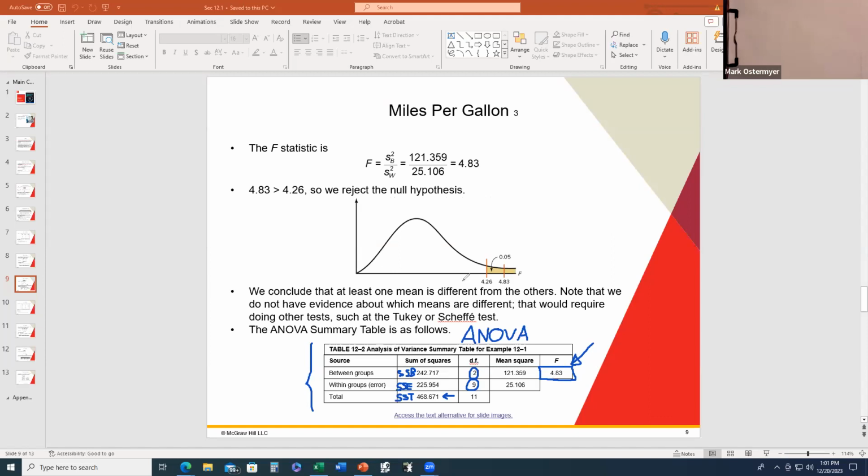Now, all this test is able to tell us is that there does appear to be a difference between the mean fuel economies of these three categorized vehicles. It does not tell us which vehicle has the superior fuel economy and which one has the most inferior fuel economy. This test is not designed to tell us that. This test just tests for equivalence versus non-equivalence of population means.